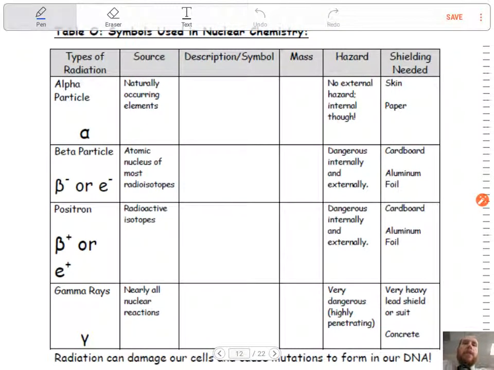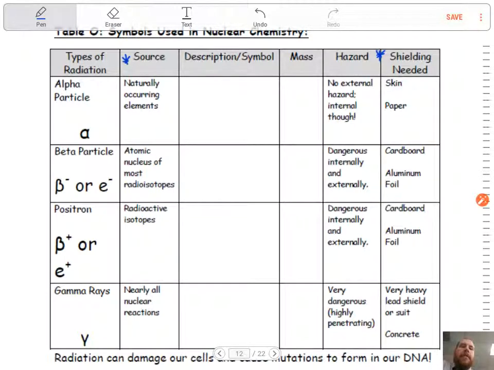All right, so Table O, again, this is in your reference table in terms of the name, the notation, and the symbol. Make sure, guys, you're aware of the source of this type of radiation. Make sure you're aware of the hazards and the shielding as well. You could very well see a question or so on the Regents asking you about that.